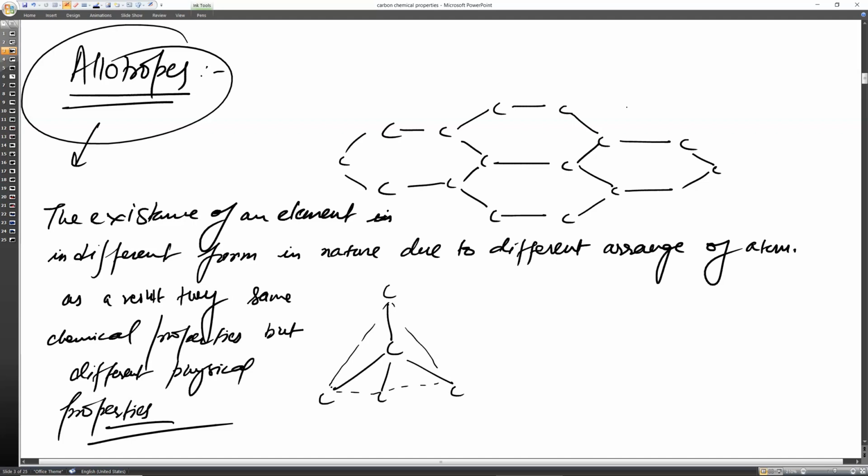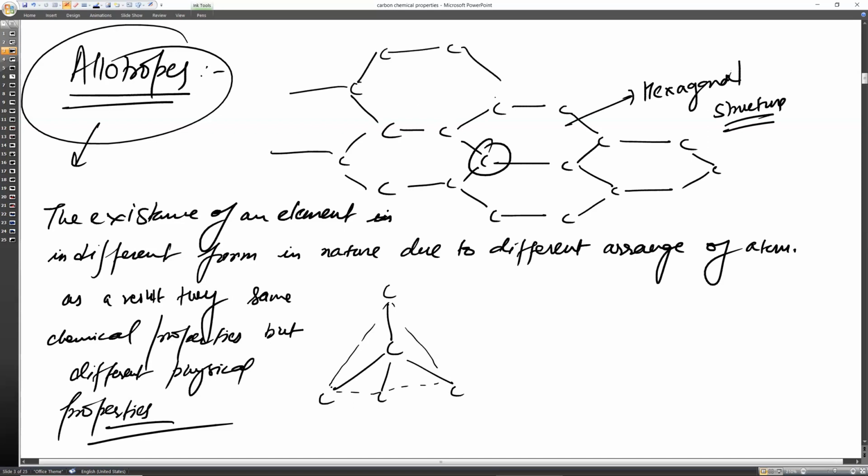Like you see that it is a hexagonal structure. In this, each carbon atom is bonded with three other carbon atoms. Here you can see that it is also bonded with another carbon atom this way, and further it can be bonded like this. So each carbon atom is bonded with three carbon atoms in graphite.